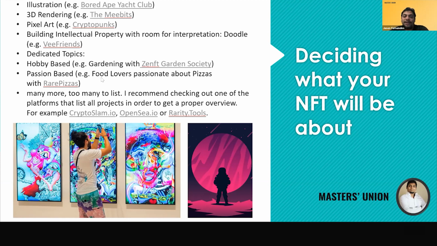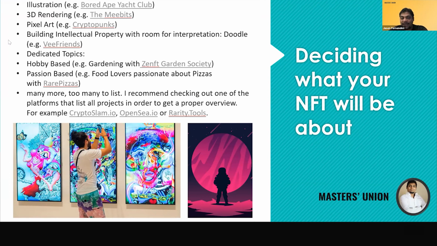Same thing about pizza lovers. So you have rare pizzas. These are just examples of art that is built around a community, right? There's a whole bunch of other options, too many to list, but here are some examples to take a look at. Take a look at cryptoslam.io, which shows you some examples of different NFTs and how they've been categorized.